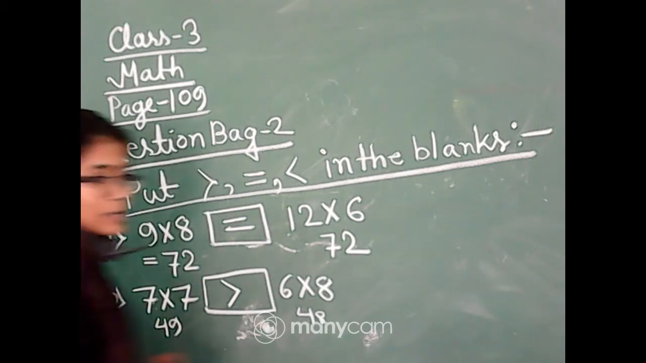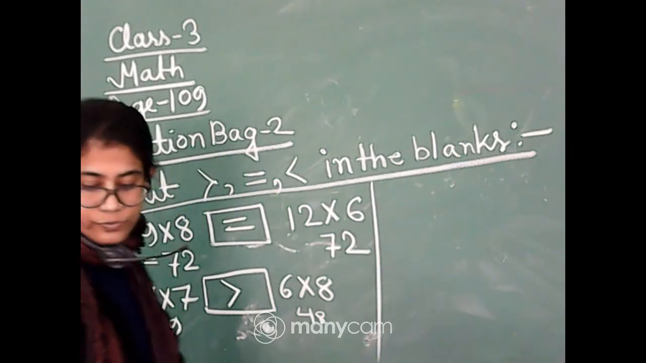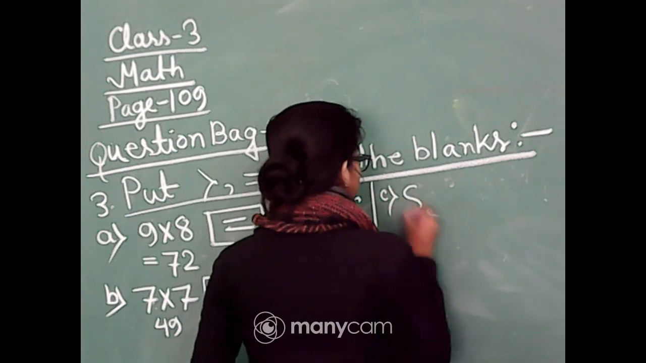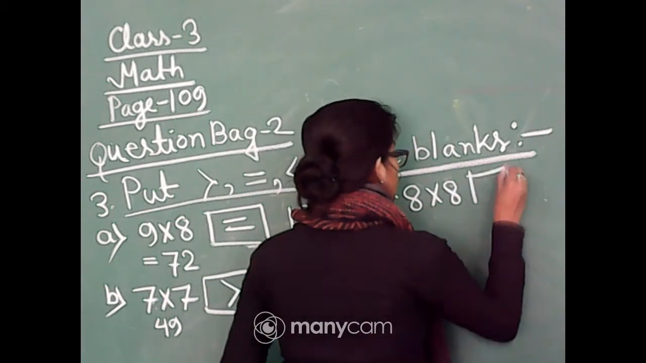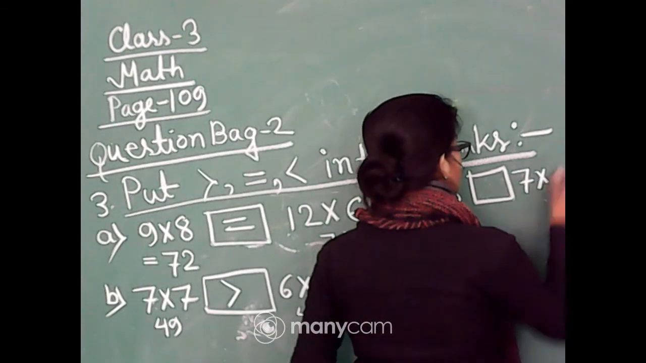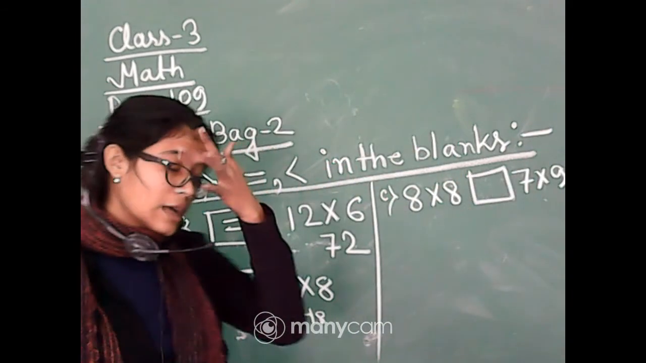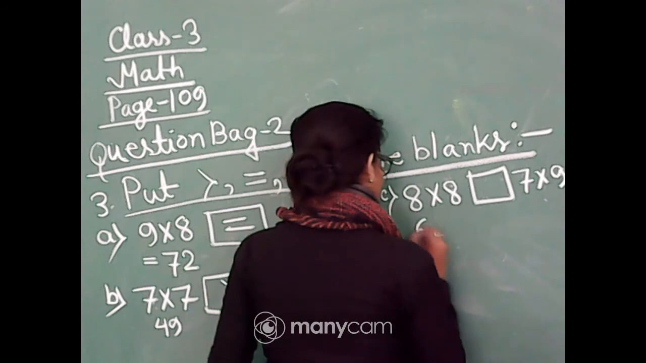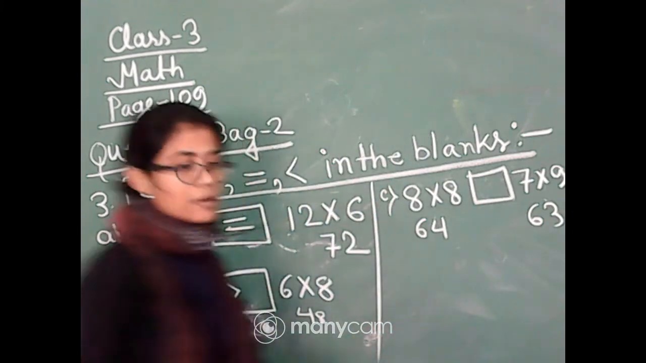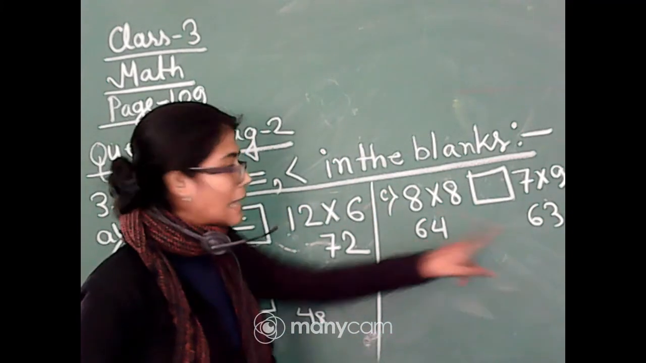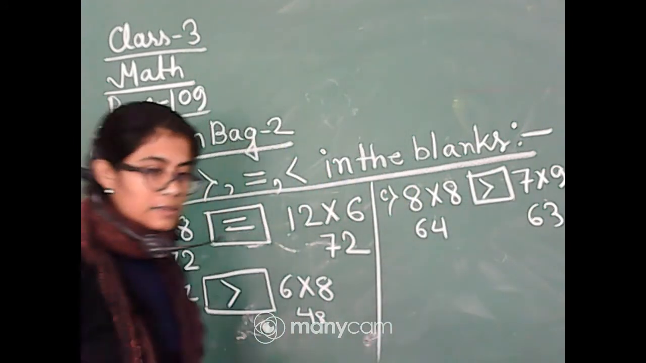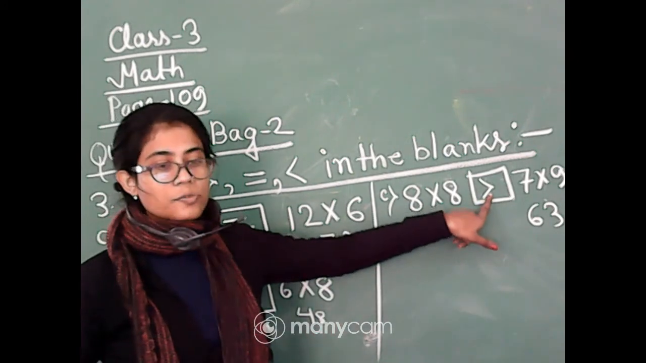Now it's the time for C number math. Now see C number math. 8 into 8, box, equal to 7 into 9. Now 8 eights are 64, isn't it? And 7 nines are 63. Now 64 is bigger than 63. So that's why 8 into 8 is also bigger than 7 into 9. So that's why we will put here the greater than symbol.